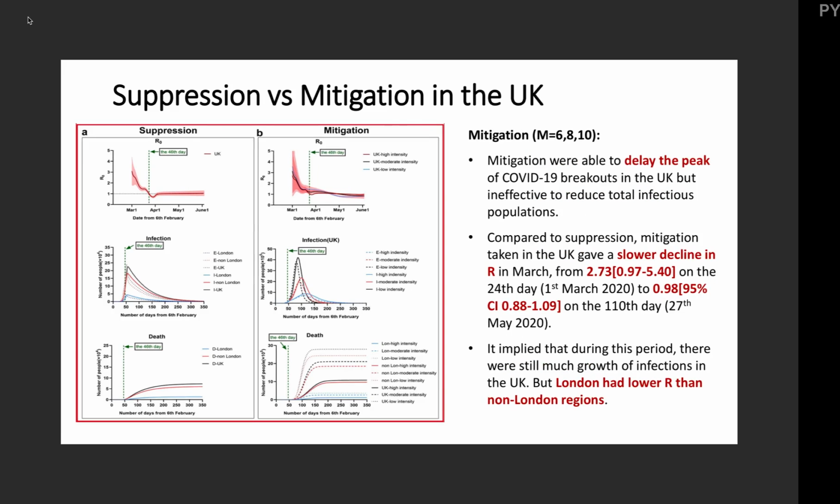If we look at the mitigation, that's M equal to 6, 8, or 10. Mitigation was able to delay the peak of COVID-19 outbreaks in the UK, but was ineffective in reducing total infections. Compared to the suppression, mitigation gave a slower decline in R, but it implies that during this period there was still much growth of infection in the UK.